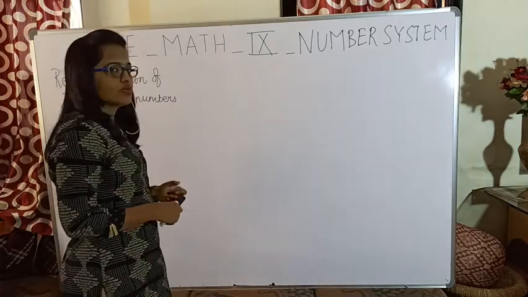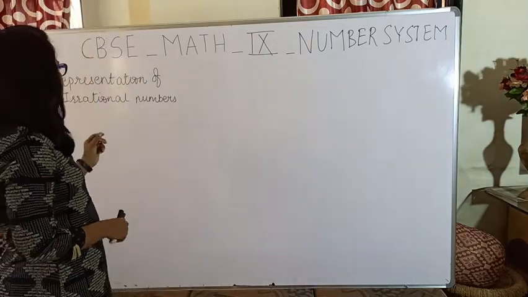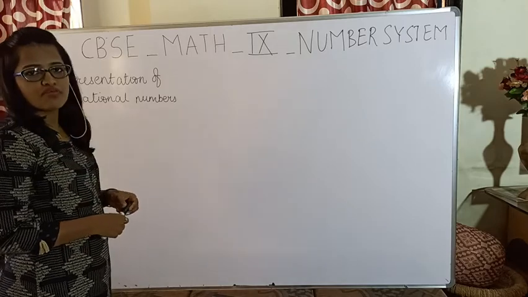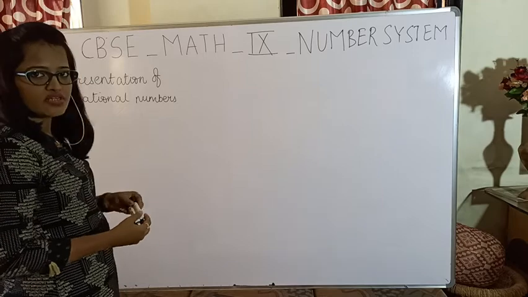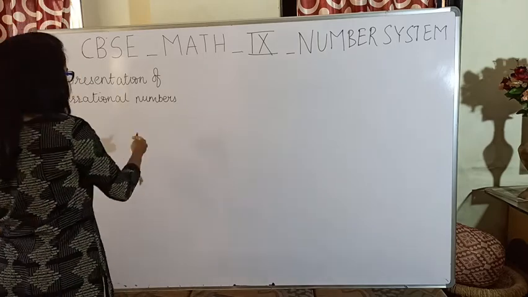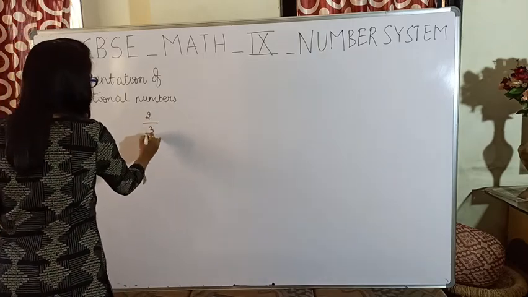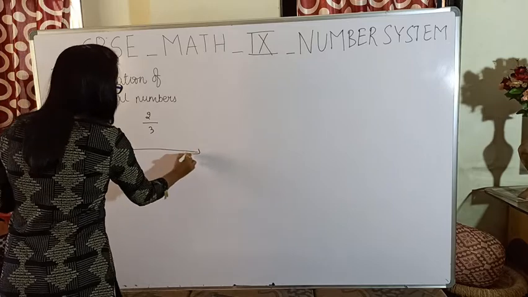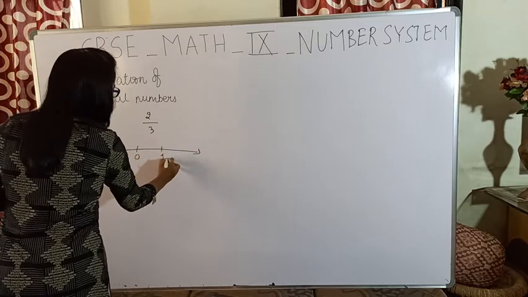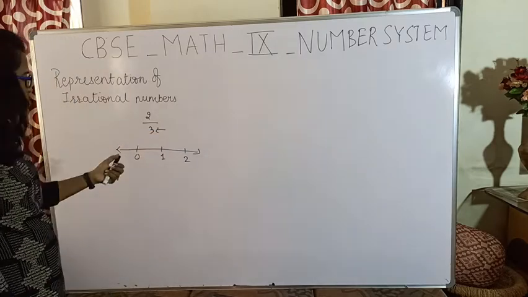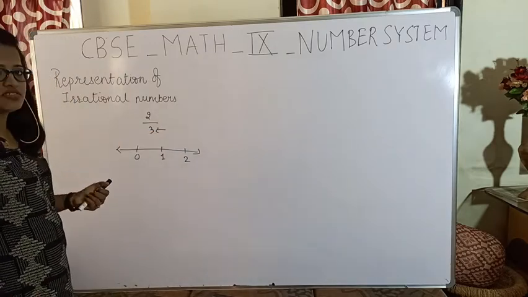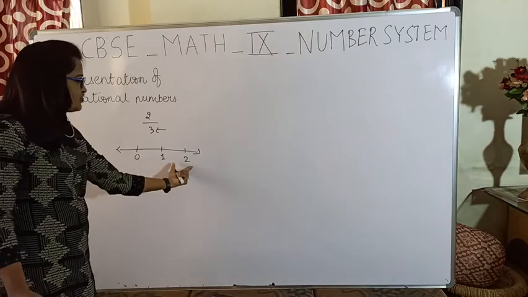Now let us look at how to represent irrational numbers on the number line. You already know how to represent a rational number on the number line. Suppose I have to represent 2 by 3. What we do is we make the number of parts of each unit depending upon the number present in the denominator. Since the denominator is 3, I will make 3 parts of each unit.